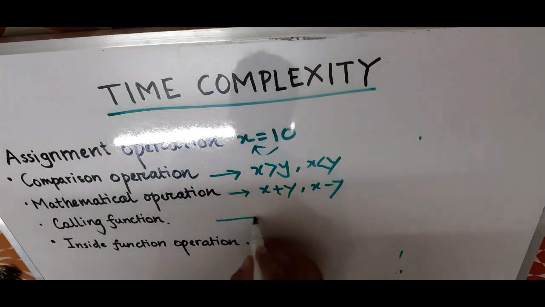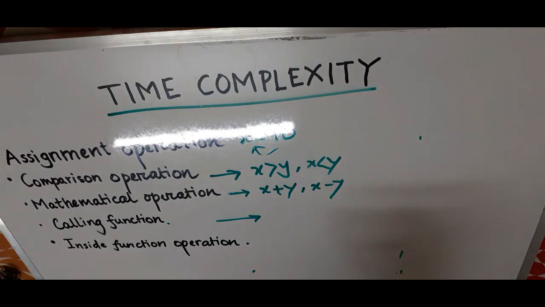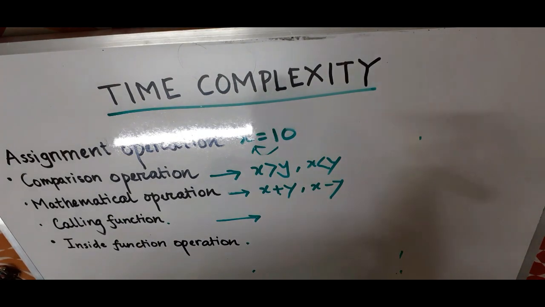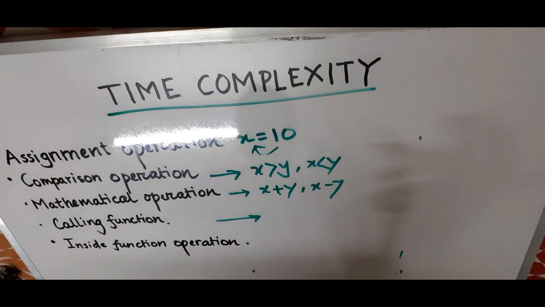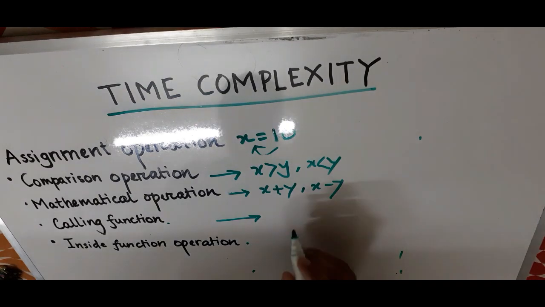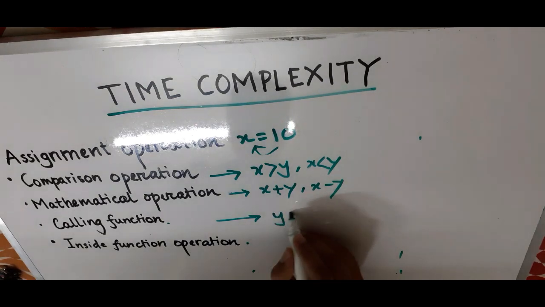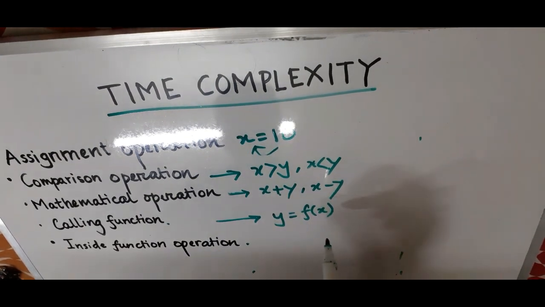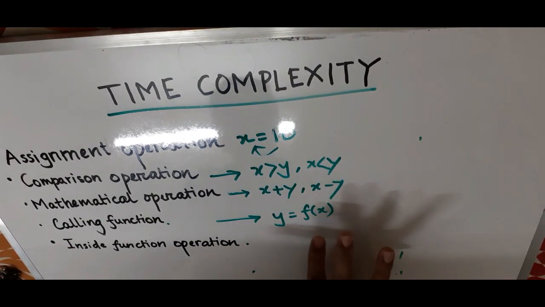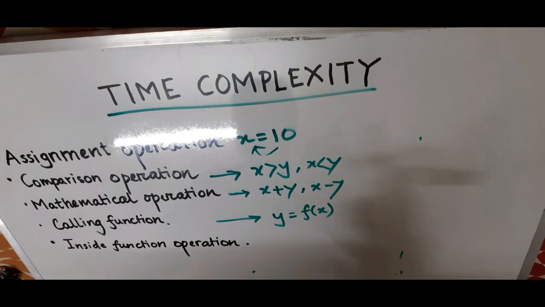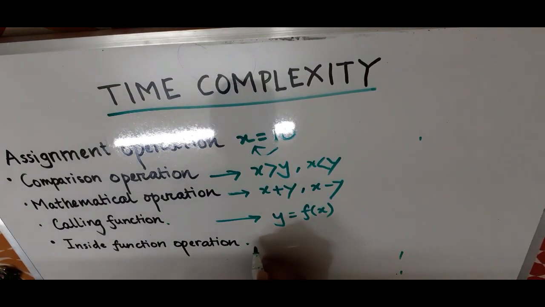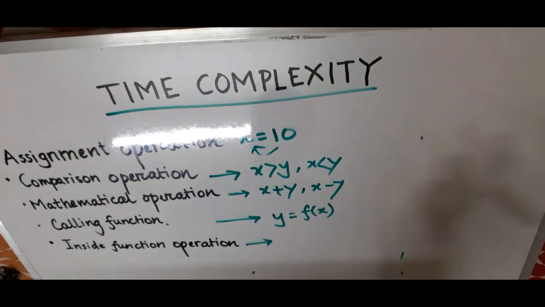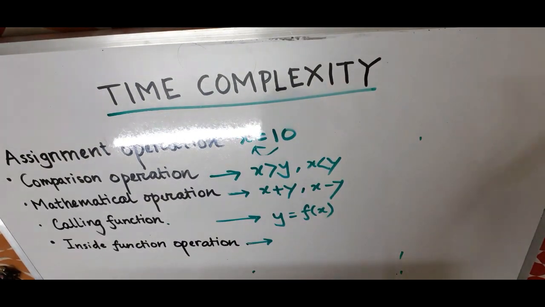Then we have calling function. Inside a code we might have to call a function, right? It can be denoted like this: y is equal to f of x. So what we are doing here is calling a function. Which function? We are calling f of x through y. So this is a calling function. And we may have some inside operations as well. As we get along, we will see some examples of this one as well.